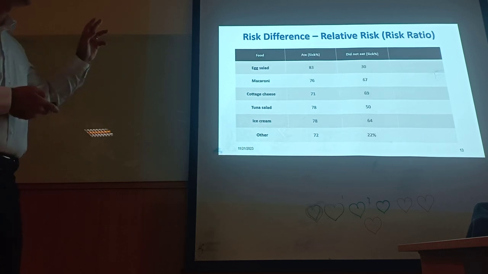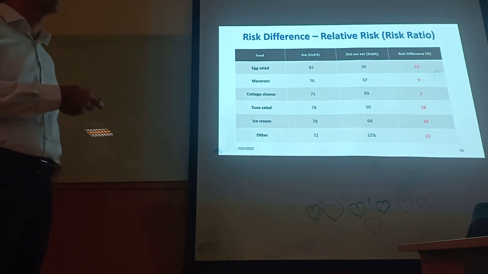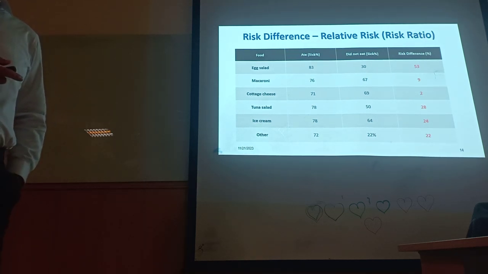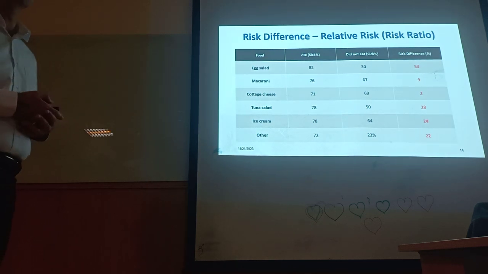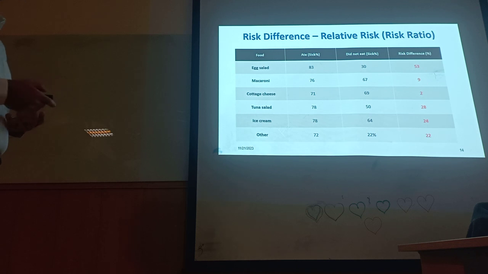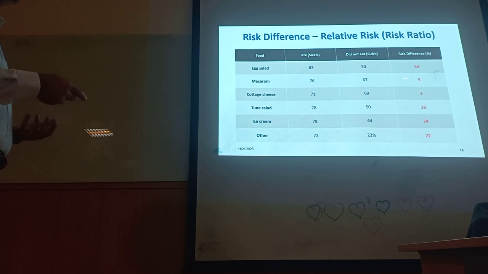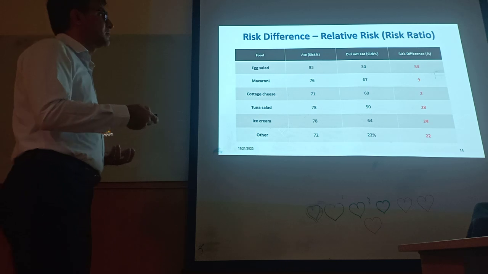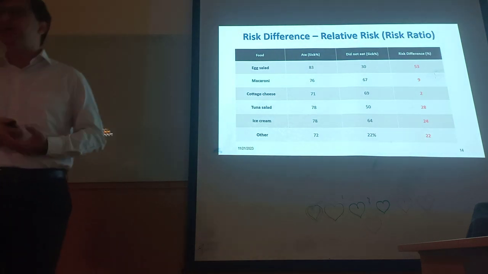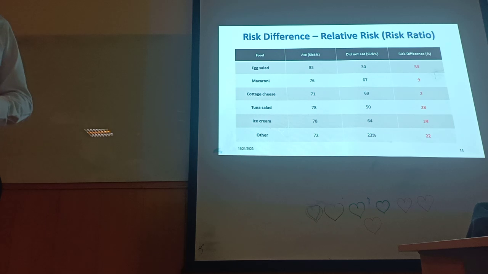So we can calculate risk difference as the measure of excess risk. For egg salad it is 53. For macaroni and cheese it is 2, which is near 0. For tuna it is 28. For ice cream it is 24. For other it is 22. So the greater risk difference is for egg salad. Do you know how we can calculate the excess risk?